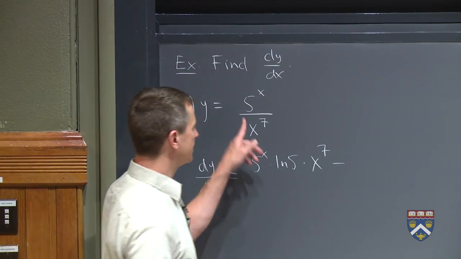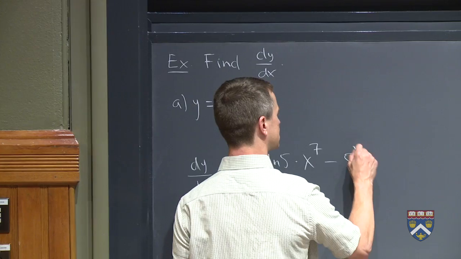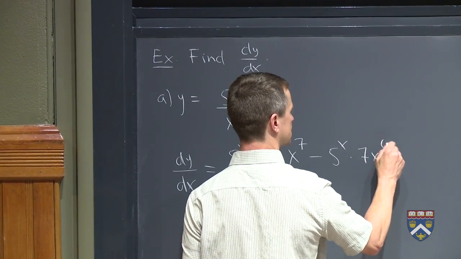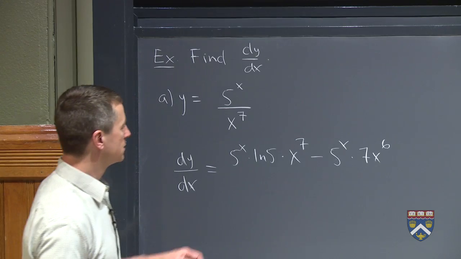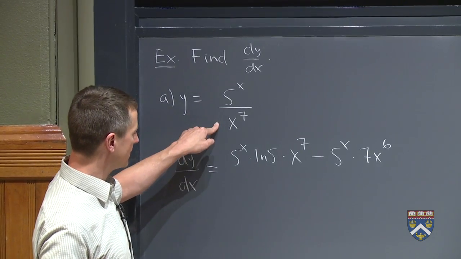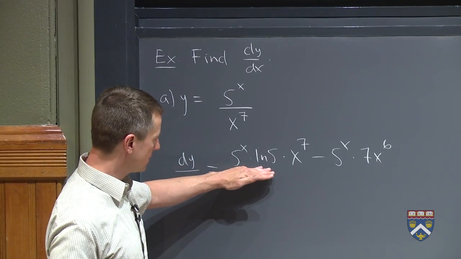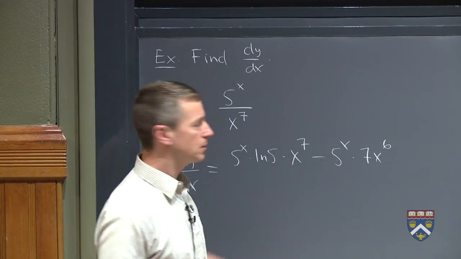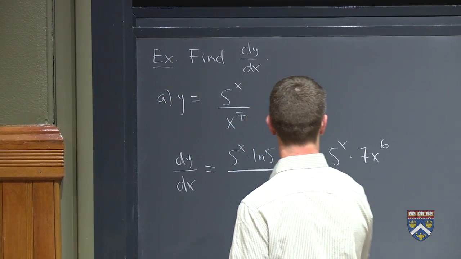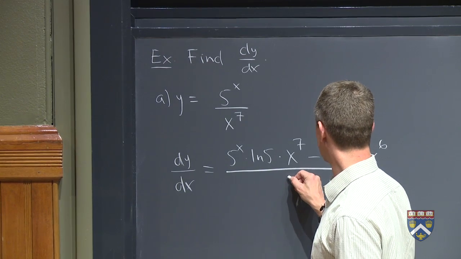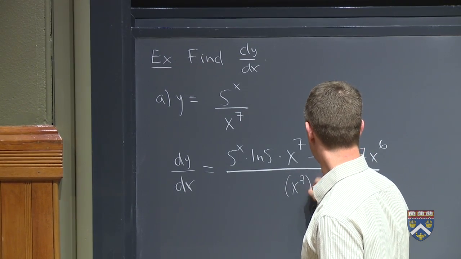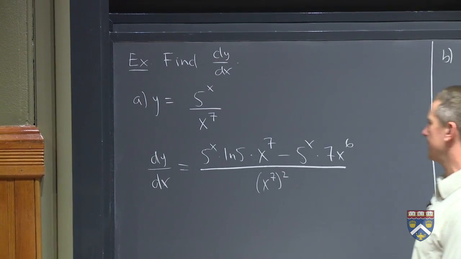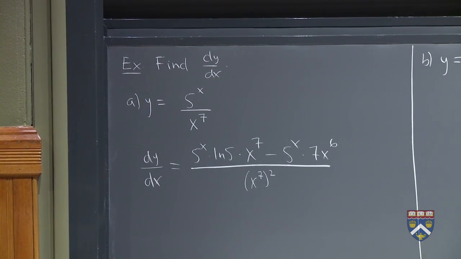Then the quotient rule says we leave the top alone, 5 to the x, and then we take the derivative of the bottom, so 7x to the 6th. So this is, if I'm calling the top f and the bottom g, this is f prime times g minus f times g prime. All that we're missing is g of x squared on the bottom. And as usual, you do not need to simplify. If you want to simplify, that's fine, but you don't need to.